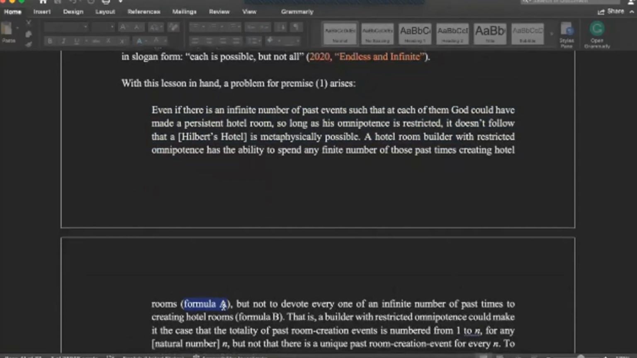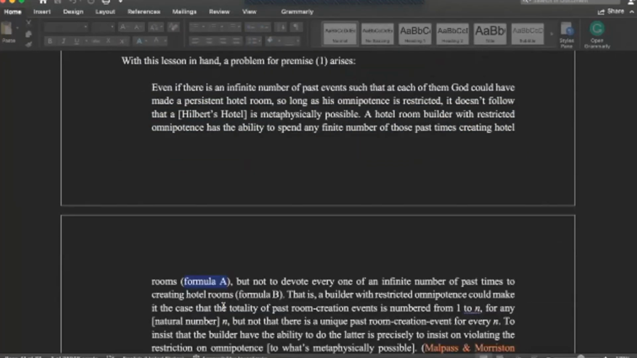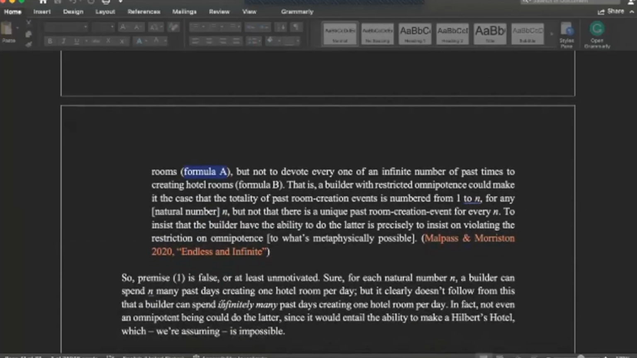That is, a builder with restricted omnipotence could make it the case that the totality of past room creation events is numbered from 1 to n for any natural number n, but not that there is a unique past room creation event for every natural number n. To insist that the builder have the ability to do the latter is precisely to insist on violating the restriction on omnipotence to what's metaphysically possible. So then premise 1 is false, or at least it's unmotivated.